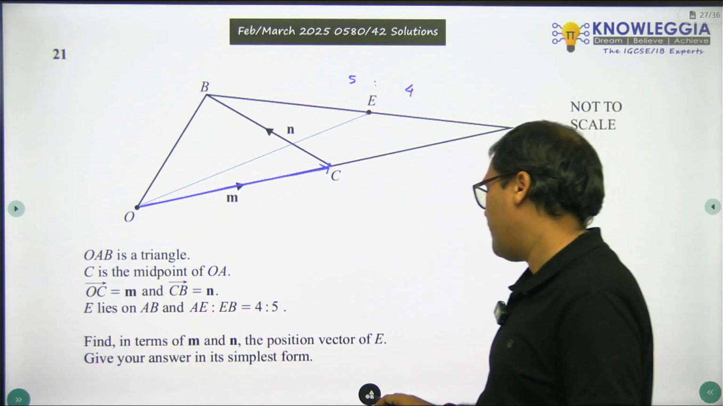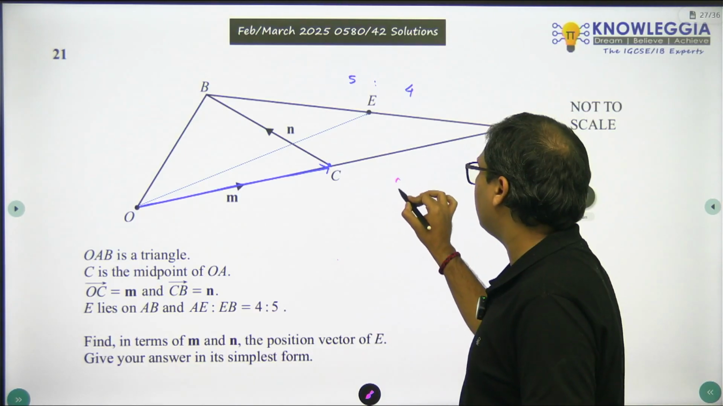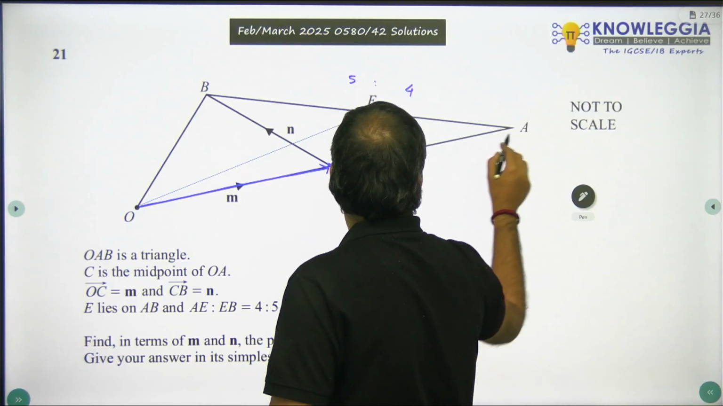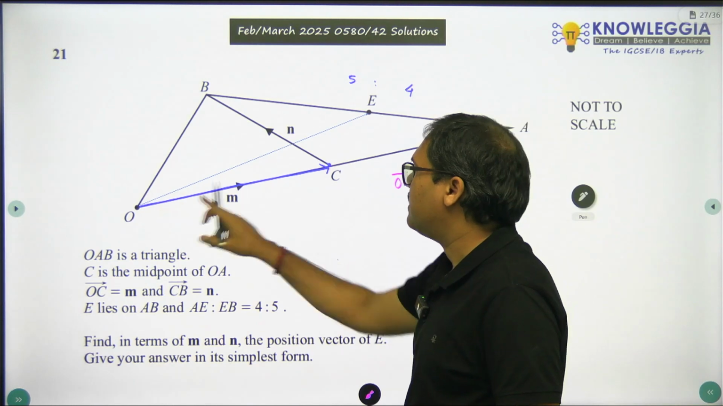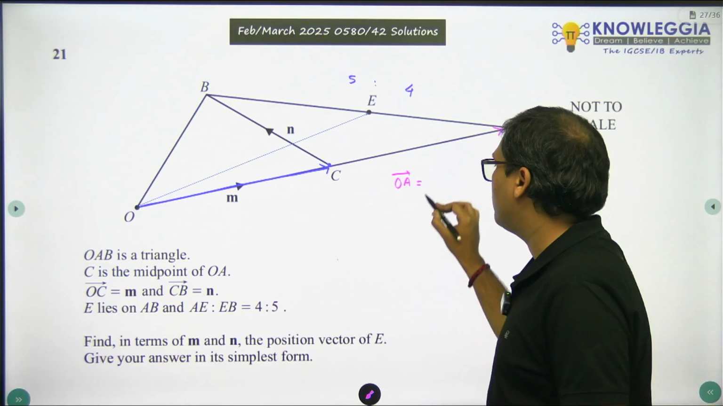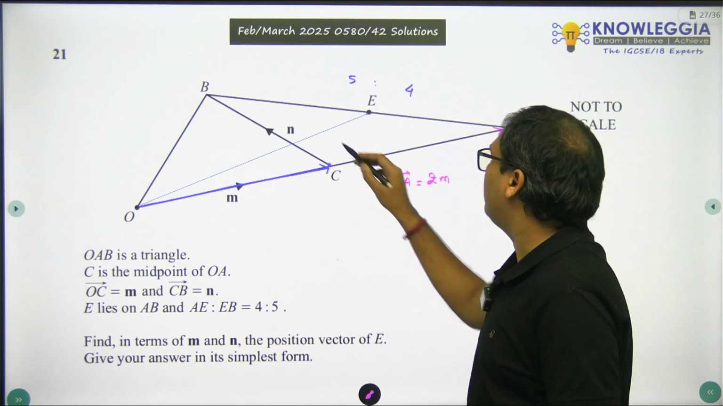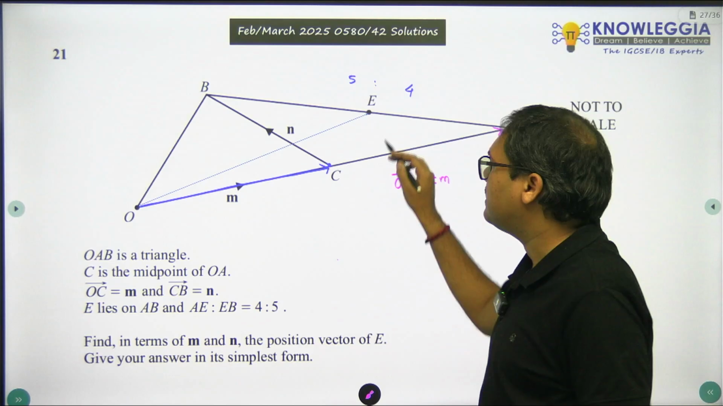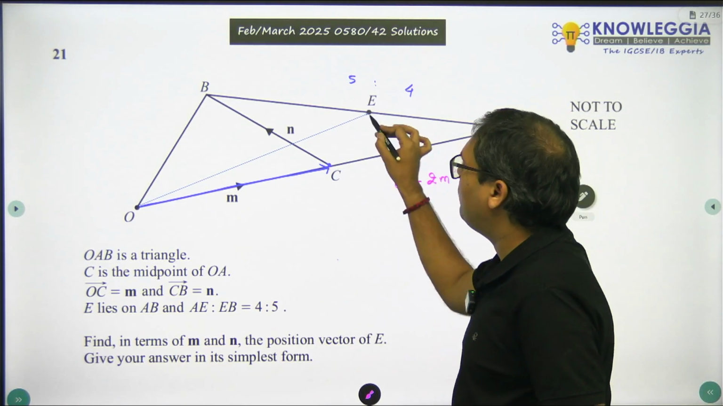Now, if you have to find OE vector, first thing you can observe here is what is OA vector? O to A, that is this. It is given that this is the midpoint and this vector, OC vector, is M vector. So this vector will also be M vector. So OA is double of that, that is 2M vector. So I'll write 2M, correct? Now, if you have to find OE, you just need to find this. What is this? This is AE vector, because then I'll complete this triangle and using the triangle, I can find the OE vector. But the question comes, how will you find this?